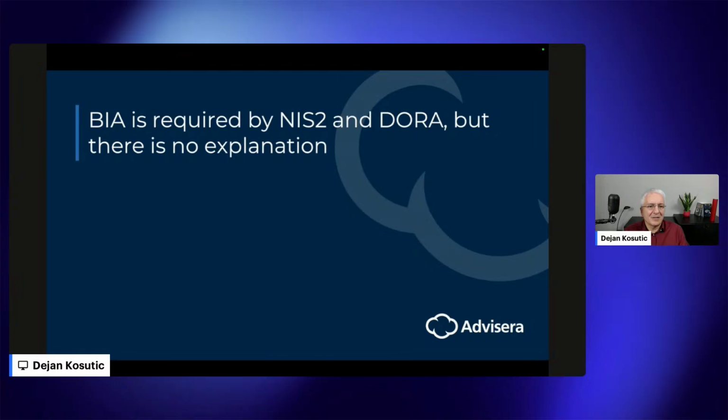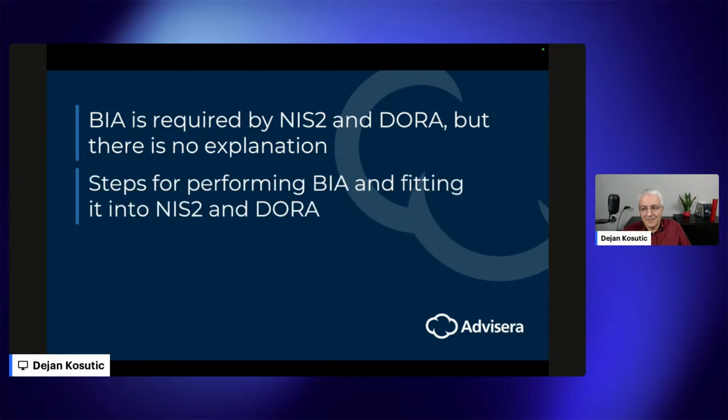So basically, why is this topic of BIA or business impact analysis important? Well, first of all, it's required by NIS2 and DORA, but there is a problem, and the problem is that these two regulations do not really explain how to perform business impact analysis. I'll show you later on what exactly these regulations say, but the point is, again, business impact analysis is required, but there is no definition on how this needs to be done.